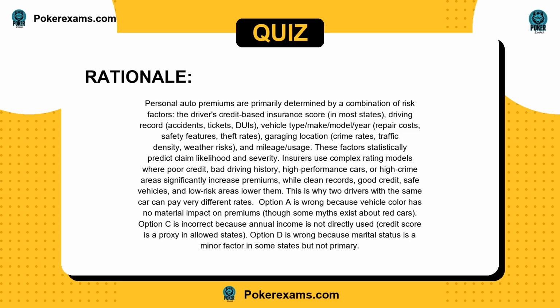Insurers use complex rating models where poor credit, bad driving history, high-performance cars, or high-crime areas significantly increase premiums, while clean records, good credit, safe vehicles, and low-risk areas lower them. This is why two drivers with the same car can pay very different rates. Option A is wrong because vehicle color has no material impact on premiums, though some myths exist about red cars. Option C is incorrect because annual income is not directly used. Credit score is a proxy in allowed states. Option D is wrong because marital status is a minor factor in some states, but not primary.